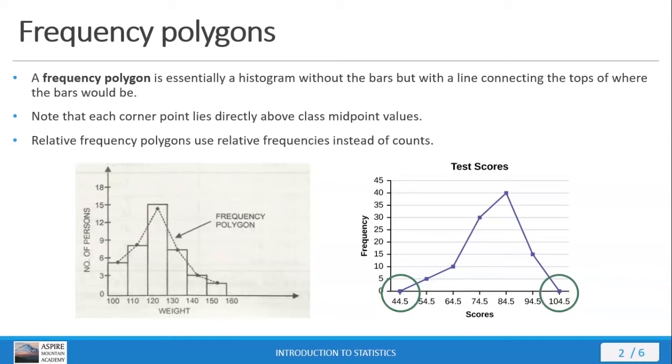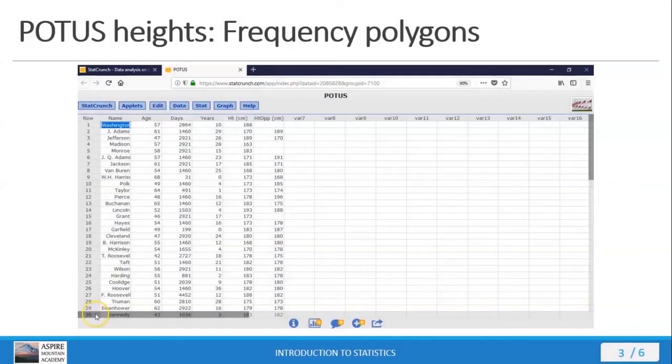Now, you can make frequency polygons in StatCrunch, but it is a little involved. So let's watch a short video demonstration of how to do that for the heights of elected U.S. presidents using the POTUS data file in our StatCrunch group. Okay, here we go.